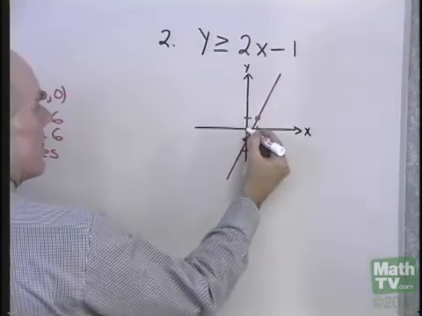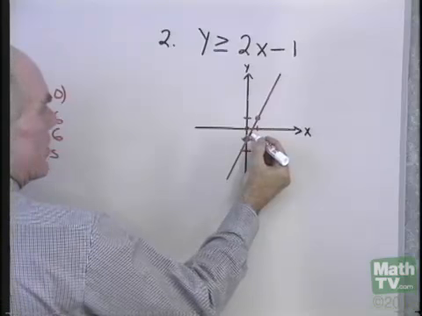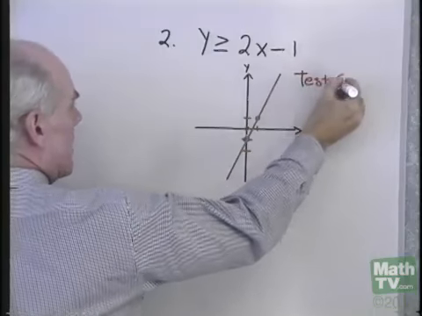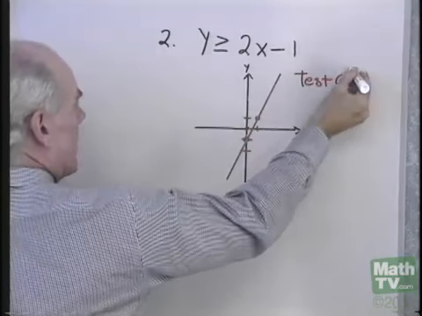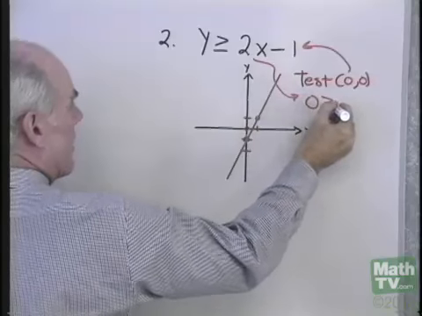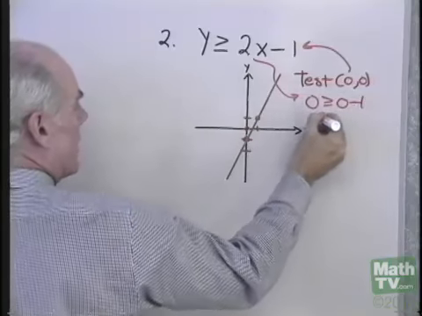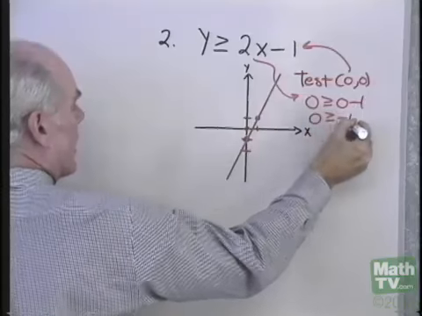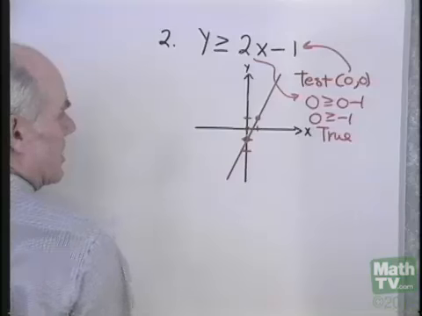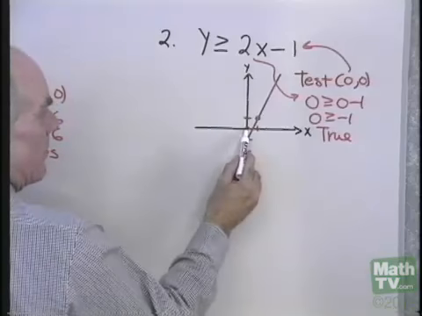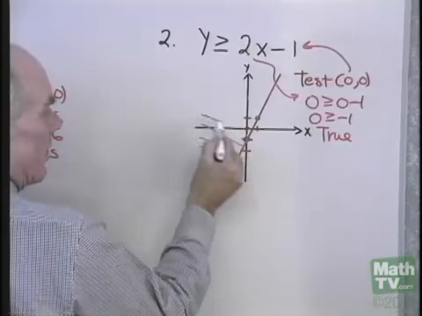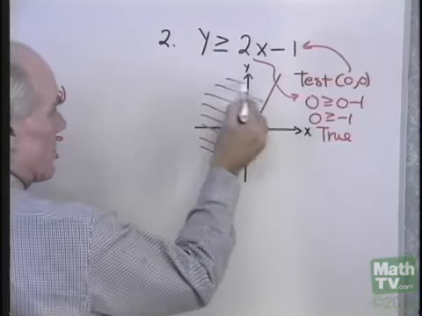Again, the origin is not on the boundary line, so I'll use it in the original inequality. So let's test (0, 0) in here, and when I do that, I end up with 0 greater than or equal to 0 minus 1, 0 greater than or equal to negative 1, and again, I get a true statement. So since that's a true statement, here's my test point right here. It lies above this boundary. All the other points above the boundary must be solutions also.